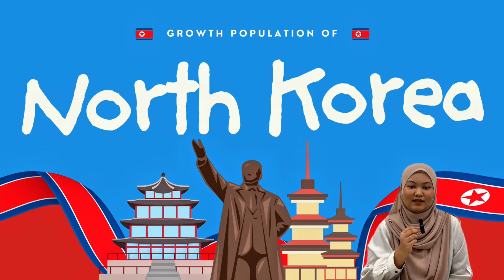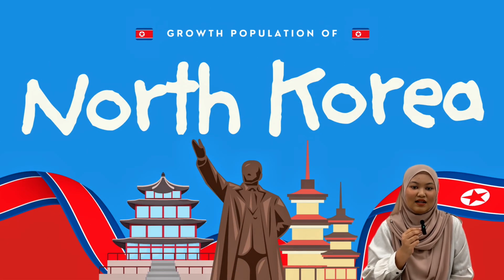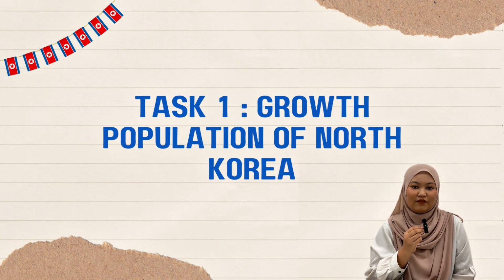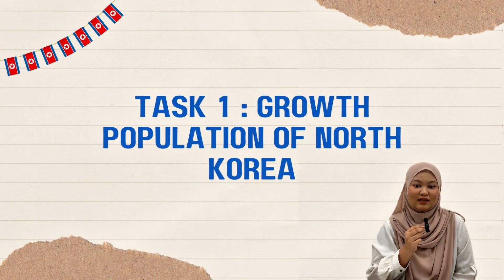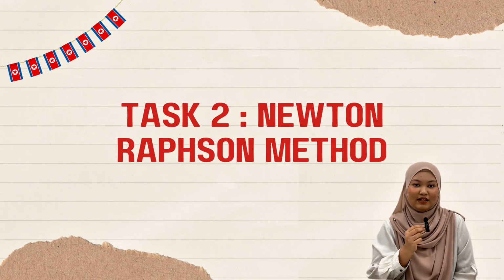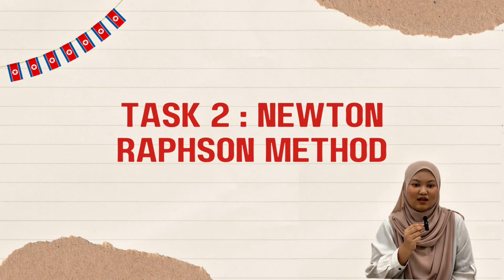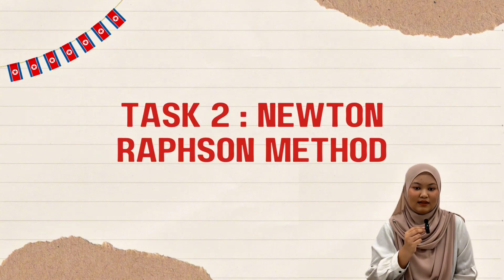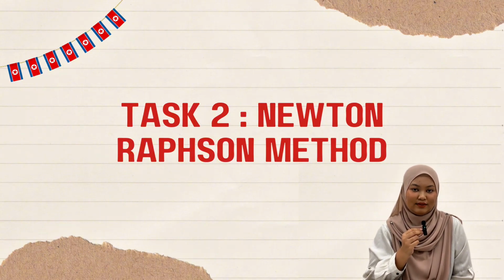Today we are going to discuss our group project assignment. The assignment is divided into two tasks. Task 1 is regarding the application of first order differential equations based on the population growth of North Korea. Task 2 is regarding the application of numerical methods, where we were tasked to obtain the root of a function using the Newton-Raphson Method with the help of an Excel worksheet.